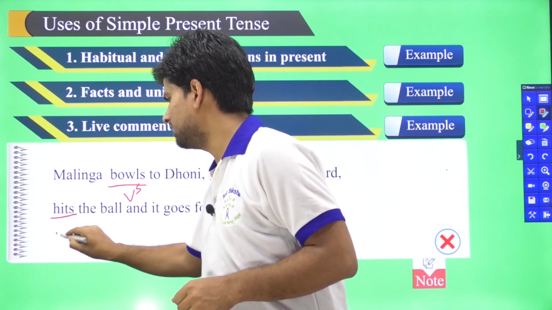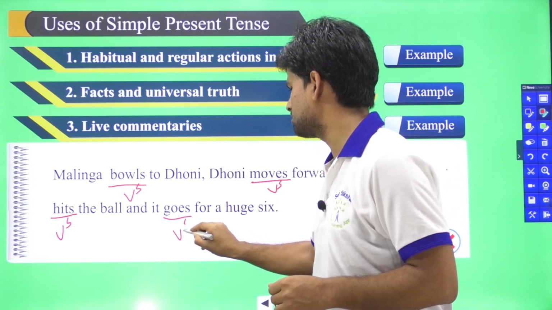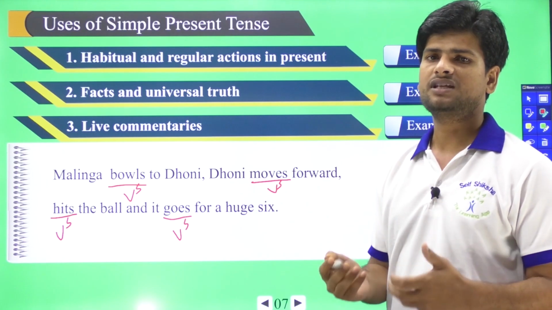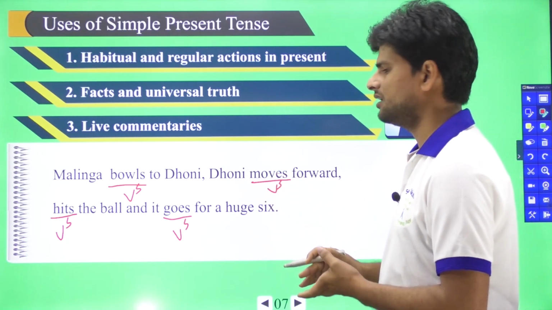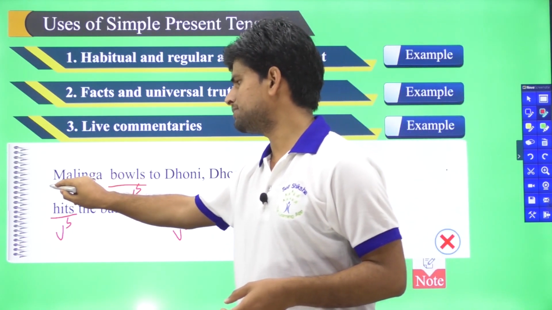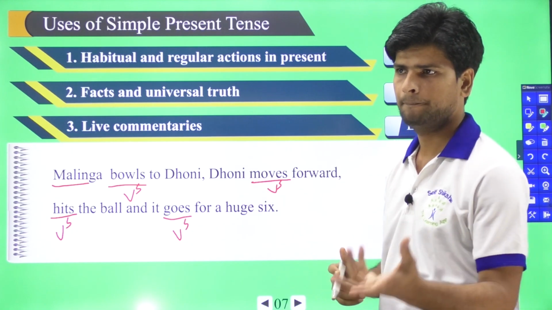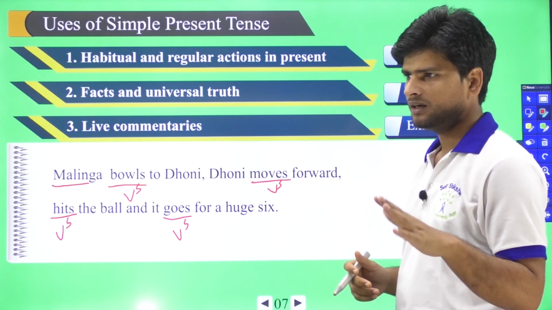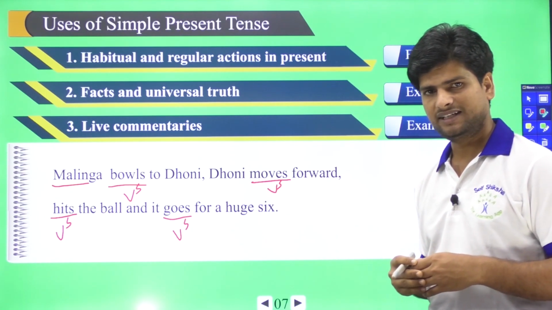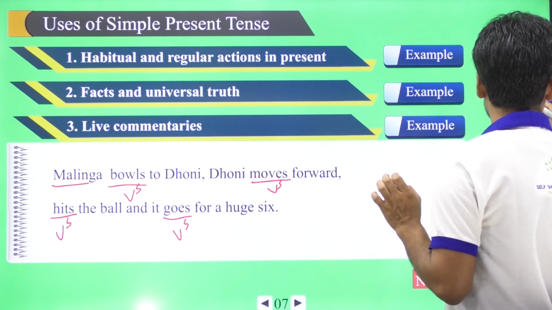Hits the ball, here it is also V5. And it goes for a U6, here it is also V5. So the entire sentence is written in simple present tense. You can easily identify the fifth form of the verb. Fifth form क्यों है? Because the subject of the sentence is third person singular number. Malinga is a person and it is the singular number. तो ये चीज़ें आपको बहुत clear रखना है: live commentary is done in simple present tense.